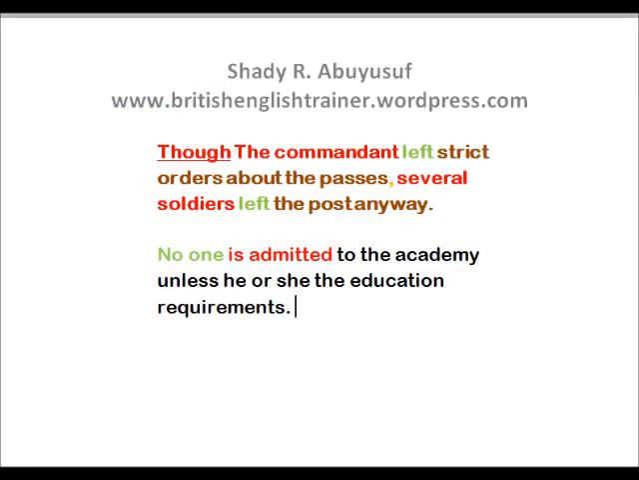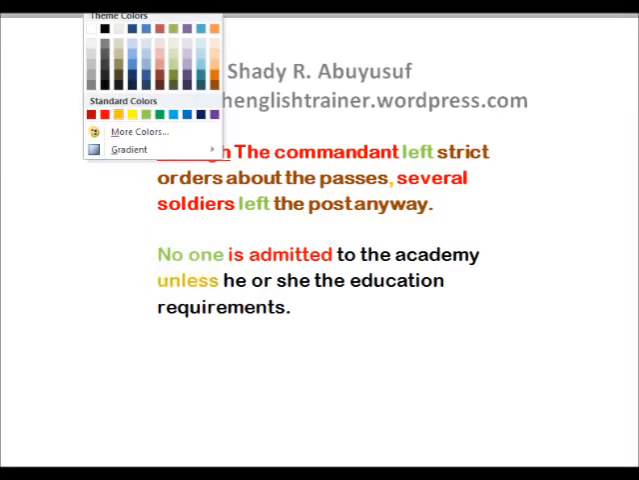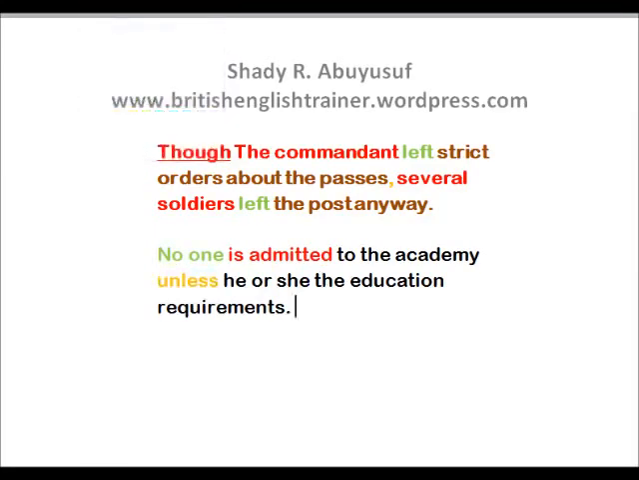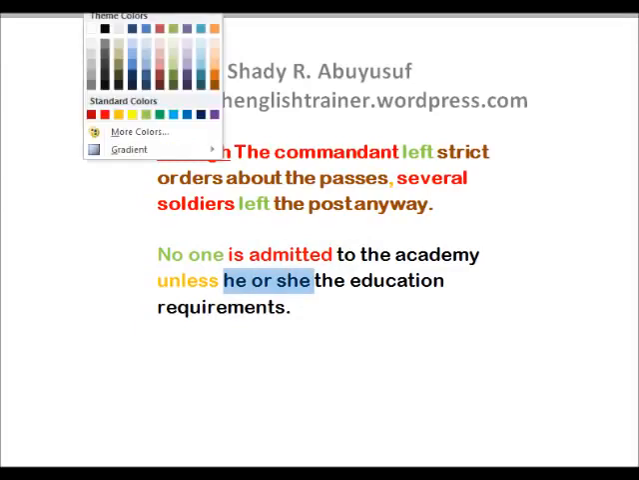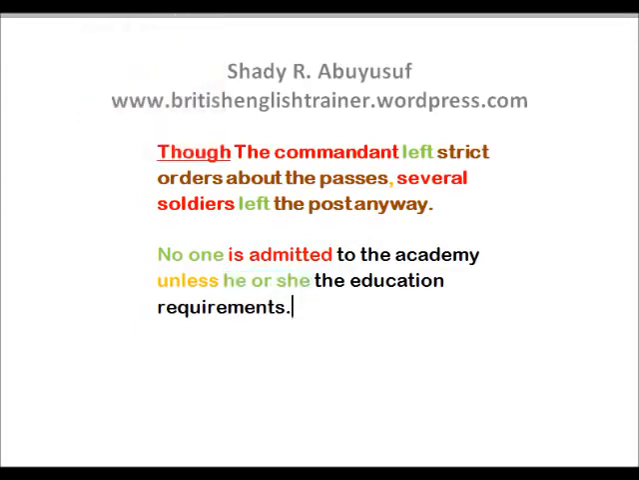Do we have a connector? Yes, we've got a connector, which is unless. Now, what about the second clause after the connector? Do we have a subject? Yes, he or she. That's a subject for sure. Do we have a verb? The education? No, that's not a verb. Requirements? No, that's not a verb. Which means that this sentence is incorrect. It is incorrect because we have a missing verb in the second clause after the connector.